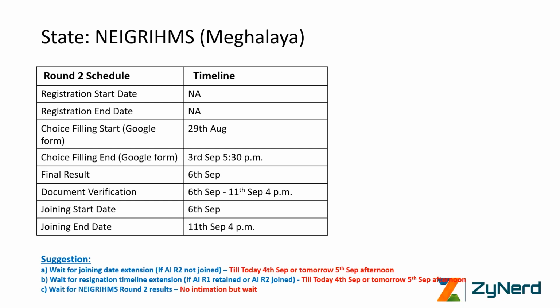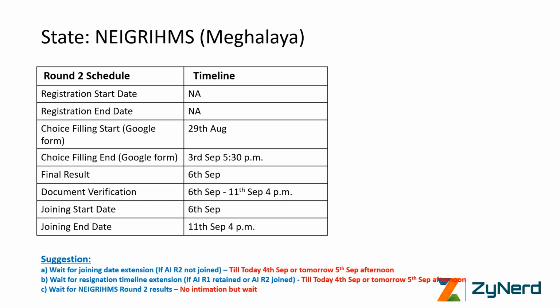But in this scenario too, you still have an option of waiting for the deadline. Let us say the round 2 joining date is extended till 7th, then you will have hope that you can wait for All India round 2 results. After looking at the final results of NEGRIMS, you can take a call. In case it is not done, you can join the seat and wait for a resignation deadline. If the resignation deadline is out by today evening or tomorrow, September 5th, if it is out by afternoon, then you can join the seat. You have to be at the All India round 2 institute to join the seat and then wait for the resignation deadline. So this travel-related formalities you will have to take care of, and then wait for the resignation deadline.